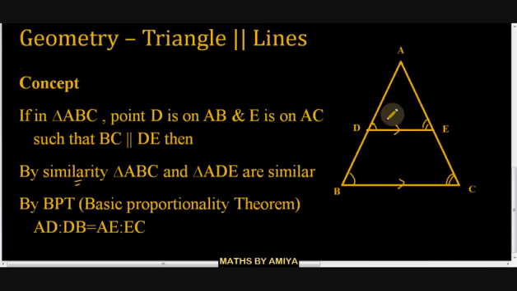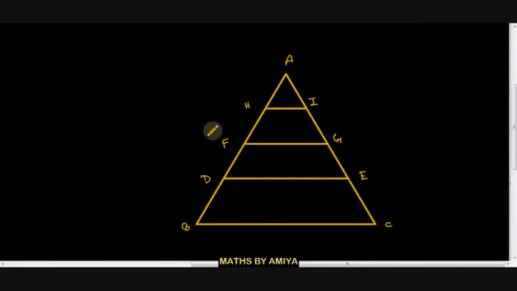If two triangles are similar, then their side ratio is constant. The smaller side AD to AB is equal to AE to AC is equal to DE to BC. According to similarity, the area ratio of the triangles is the square of the side ratio. We are going to use these two concepts. And by BPT, the side ratio AD upon DB is equal to AE upon EC. So let us learn the application of these concepts.